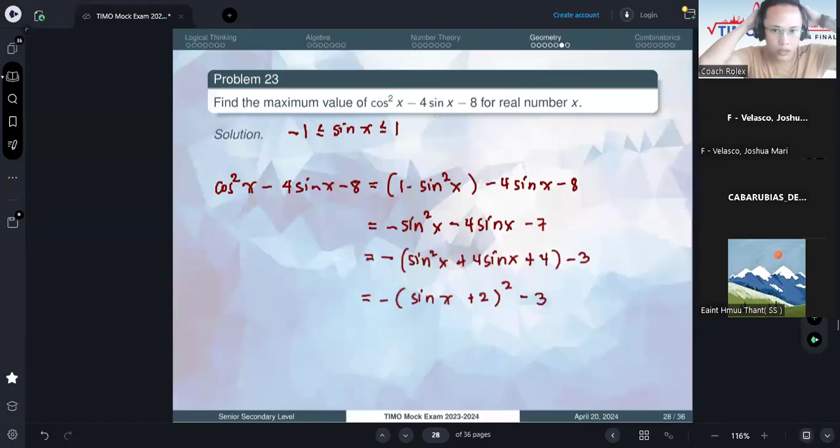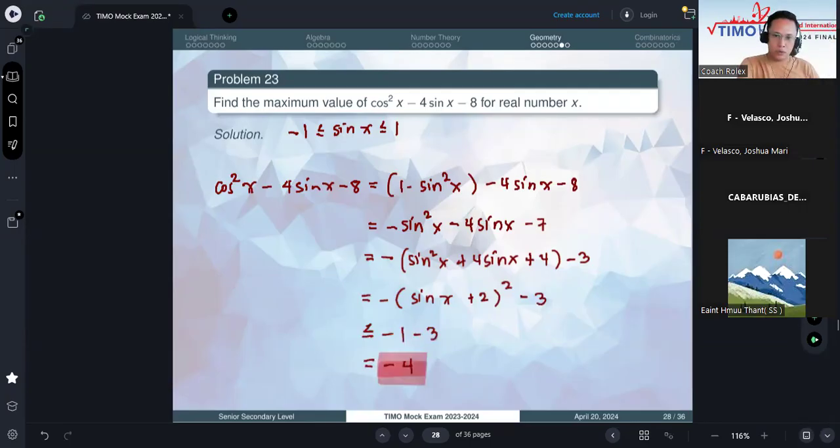Okay? Now, take note that the sine function is less than or equal to 1. So this will become negative. Okay, this is less than or equal to negative 1 minus 3, which is equal to negative 4. This one is less than or equal to 1. Okay? So therefore, magiging siyang negative 3. Negative 1, negative 3, you will have that one.